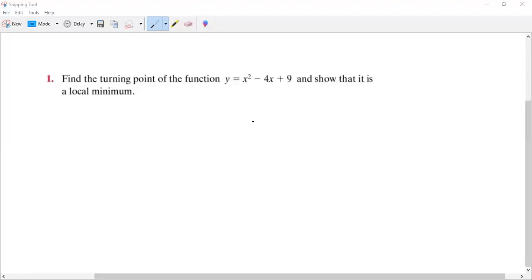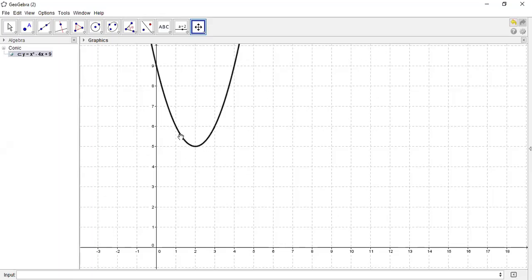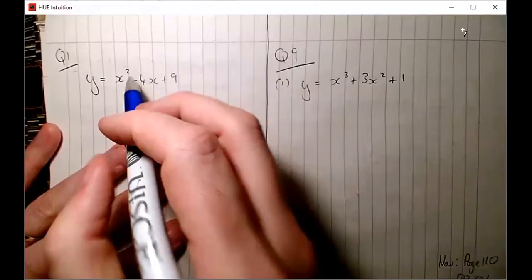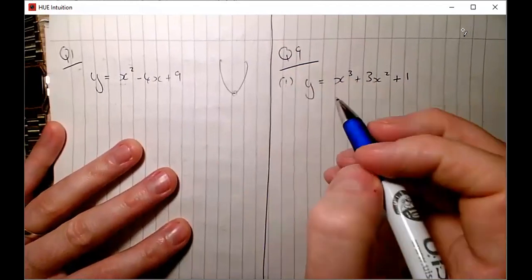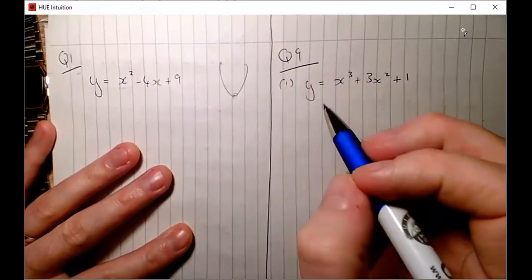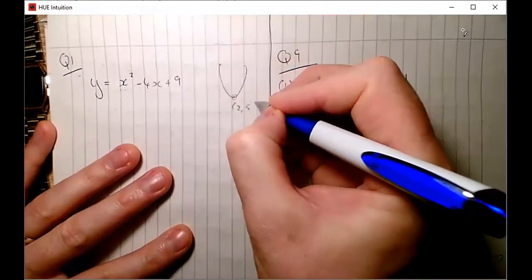Right, we're actually going to go backwards here to question 1. Find the turning point of this quadratic function and show that it is a local minimum. Well, if you plot that out, you can see the turning point is at 2, 5, and it can only be a local minimum. That shouldn't be too surprising because we know that's a U-shaped function. So U-shaped functions only have a local minimum. But how do we find that point 2, 5 mathematically?